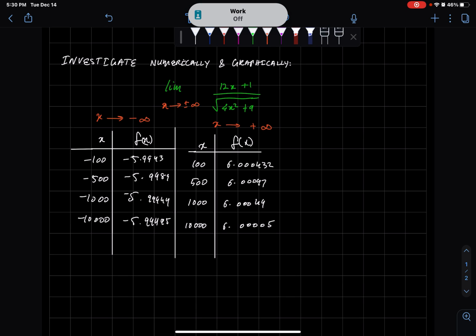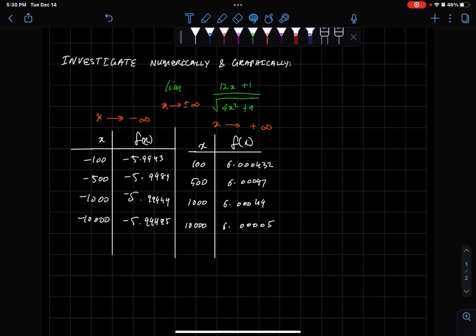So we're being asked to investigate numerically and graphically this limit, right? So as x approaches positive and negative infinity, the limit of this function. So numerically, that just means plugging in values and looking at what the function is doing. And I've done that beforehand, so I don't have to calculate this while I'm recording.